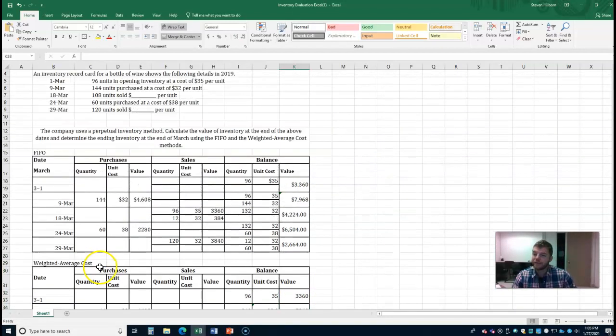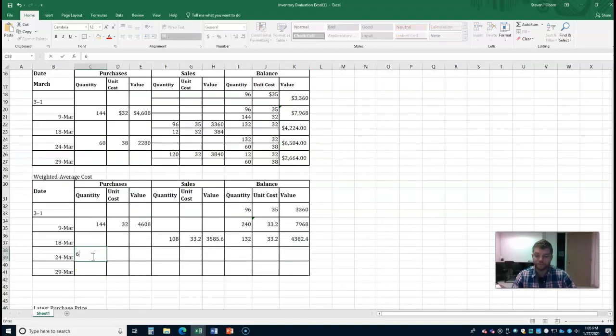Our next purchase is 60 at $38. So 60 at $38. And we're going to find the value of that inventory purchase. And then now what we're going to do is add all of them up. So 192. Add up the value. So as for finding weighted average, we know we have $6,620.40 worth of wine in 192 units.